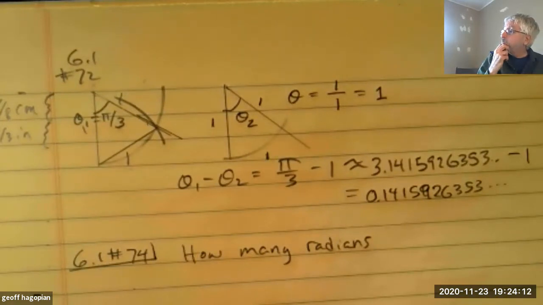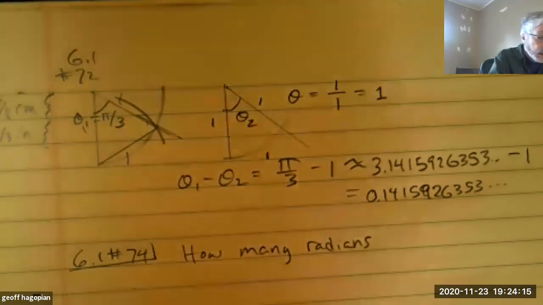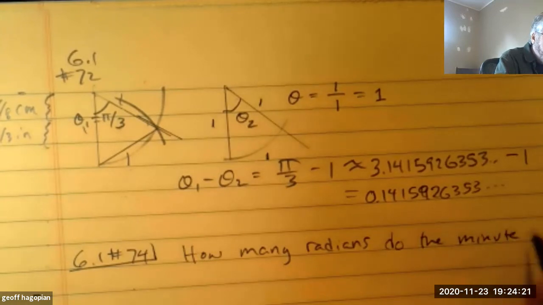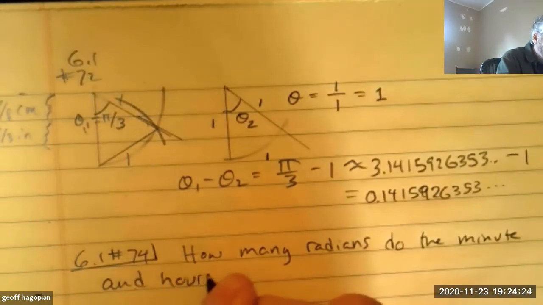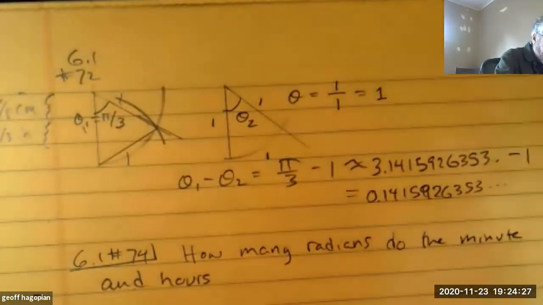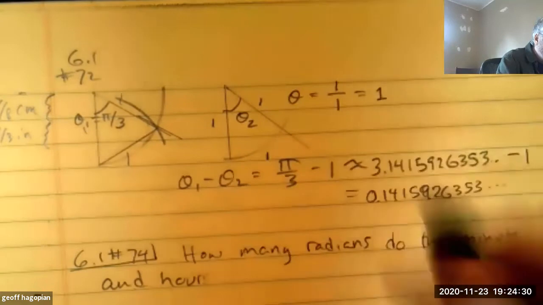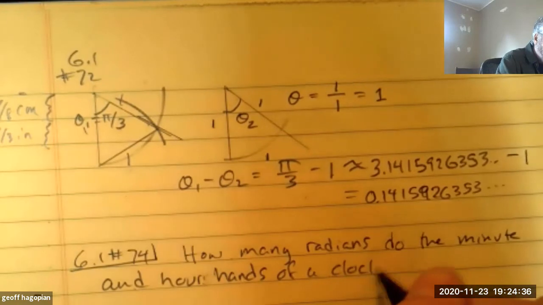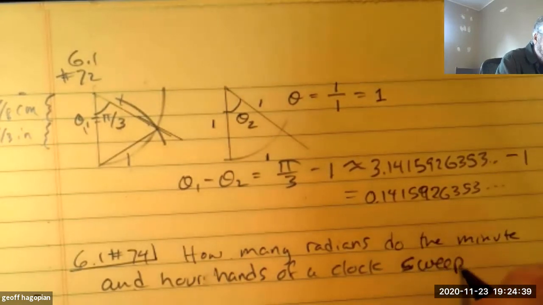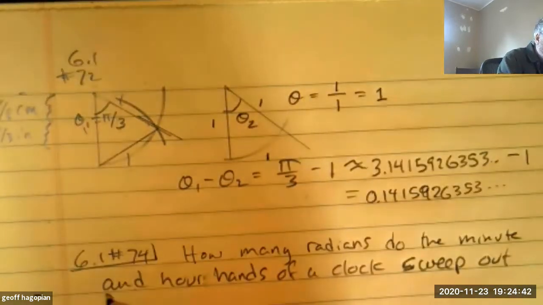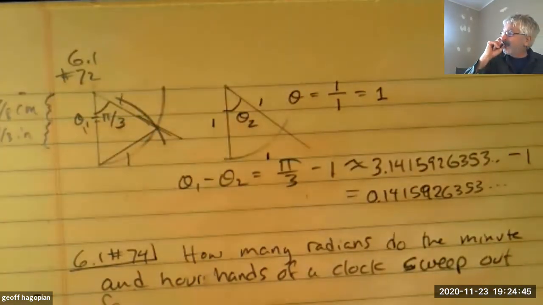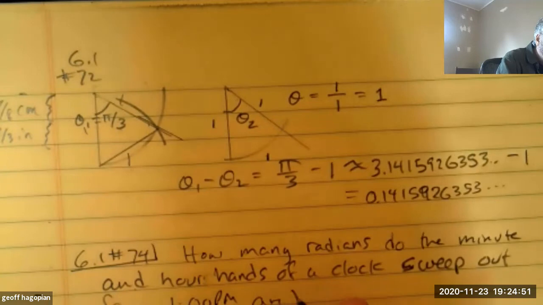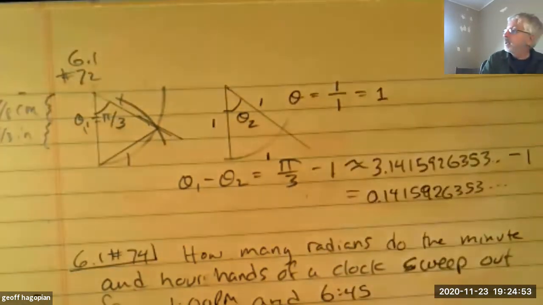How many radians do the minute and hour hands of a clock sweep out, this is rephrasing, from, what were the times? 1 p.m. and 6:45? And 6:45 p.m., I believe, yes.